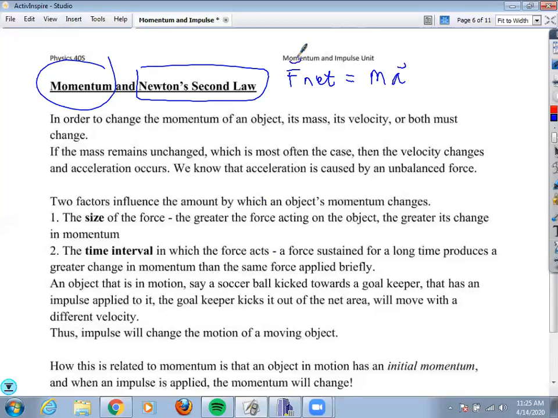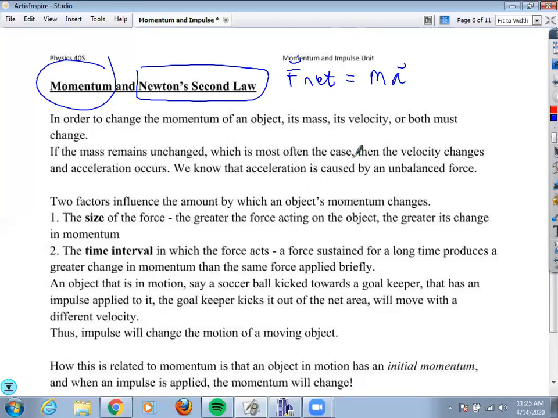So in order to change the momentum of an object, think about a soccer ball at rest. You want it to move forward, so you obviously have to kick it. That's pretty much common sense. But from a momentum standpoint, you have to change the momentum of the soccer ball. It was 0, and if you want it to move forward or backwards, you have to give it that kind of momentum. And so the mass, velocity, or both must change.